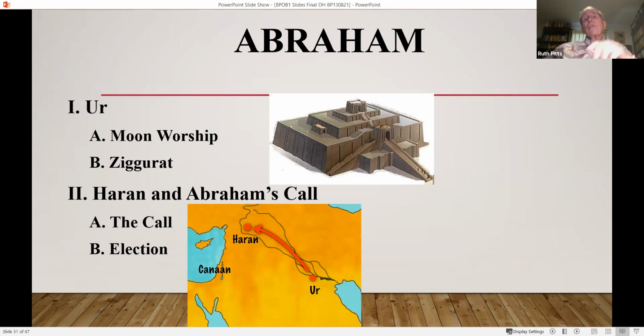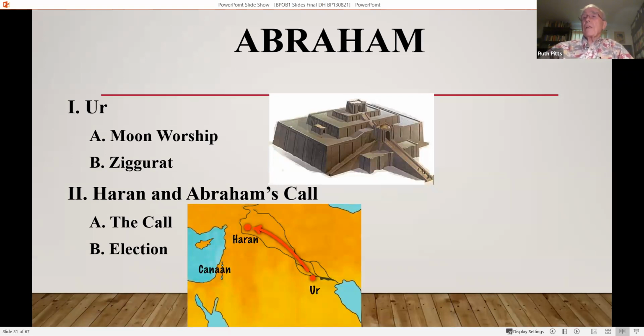Now, Abraham, it is said, came from Ur, where there was moon worship, the god of the moon. And this is what the ziggurats looked like. That's a rebuilding of it. Actually, the original is still there. It's damaged over all these centuries, of course, but it is the building of a kind of step pyramid.